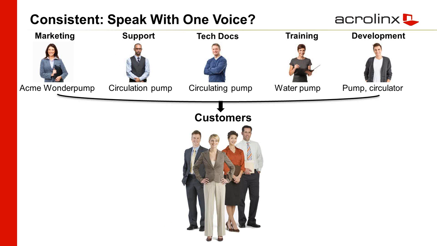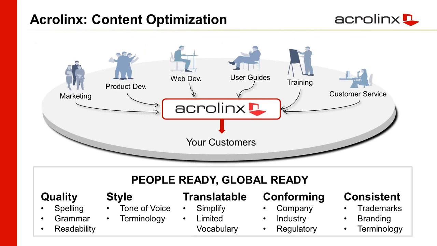So consistency: there are lots of different ways within a company you may talk about your product. In this case, the example is a pump. Marketing knows very well to call it the Acme Wonder Pump, but support has a different name. Tech Pubs uses yet another name, and so on through the organization. So it's not just about terminology, but speaking with one voice, speaking in a consistent way, is part of being understandable. It's also about sending the same message from every part of the organization.